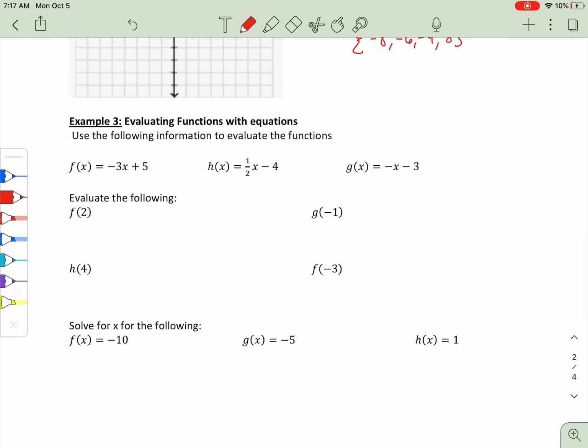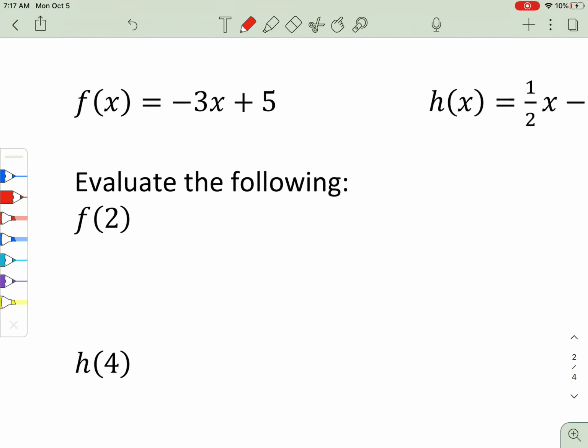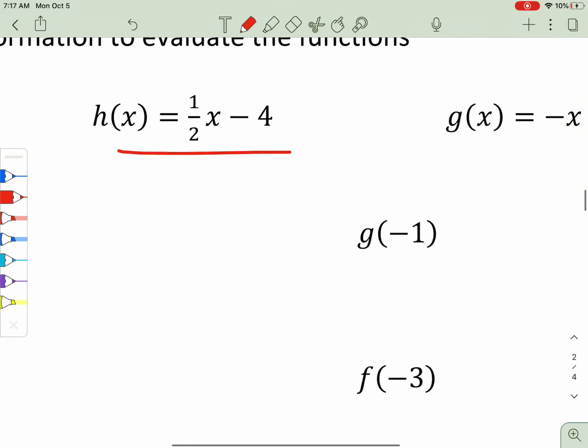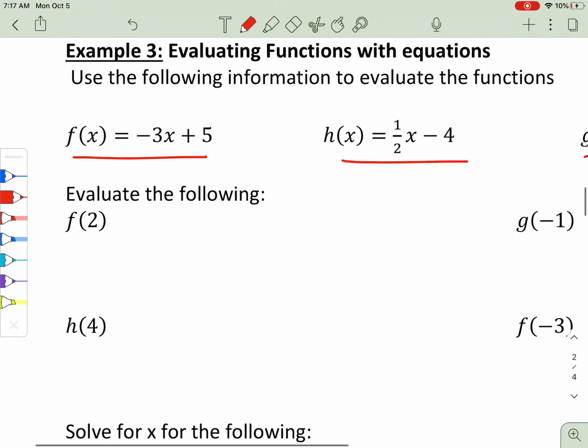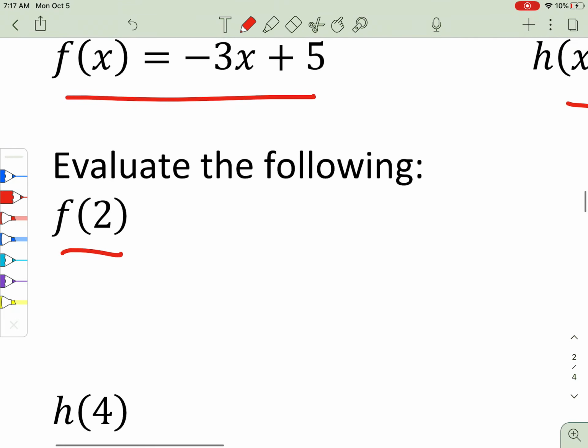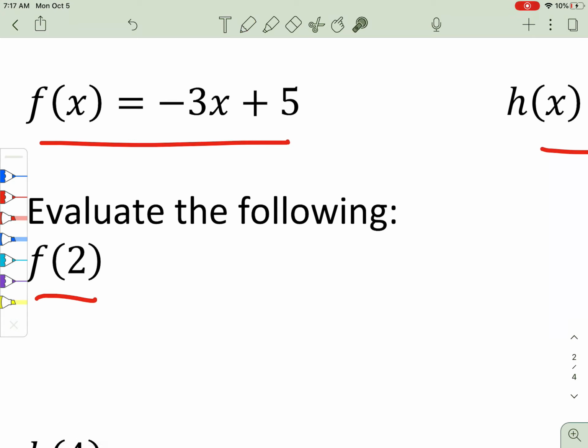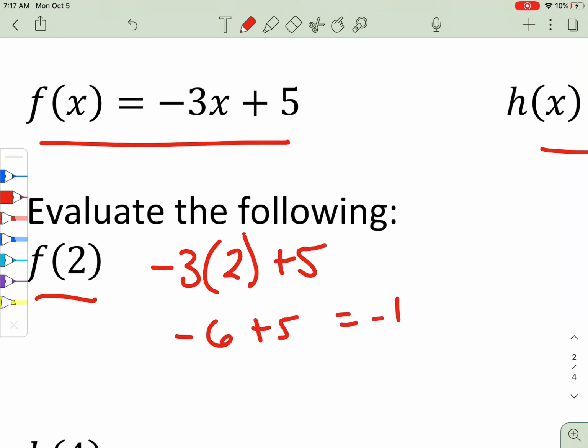All right, evaluating functions with equations, use the following information to evaluate the function. So f of x is this function, h of x is this function, g of x is this function. So depending upon which input they give us, that's the function that we use. So when it says f of 2, we're going to use this one, okay? And we're just going to plug in. So negative 3 times 2 plus 5. That would give us negative 6 plus 5, which is negative 1.